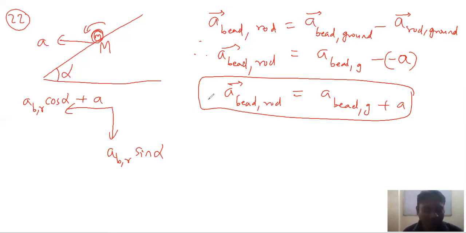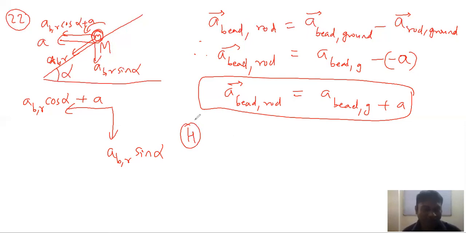Why will we have these two components? The acceleration of the bead with respect to the rod is in the down-the-rod direction, because the bead is moving downward with respect to the rod. So one component will be A_R cos alpha plus the acceleration of the rod itself, and the other component will be A_R sin alpha. So what will be the Newton's law equations along the horizontal direction and the vertical direction?